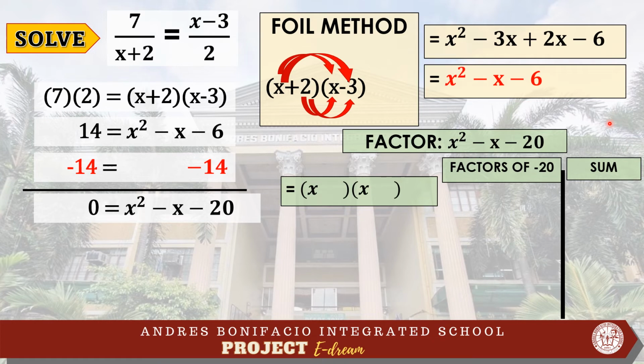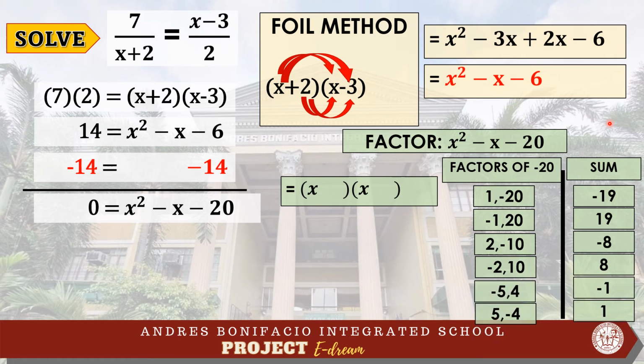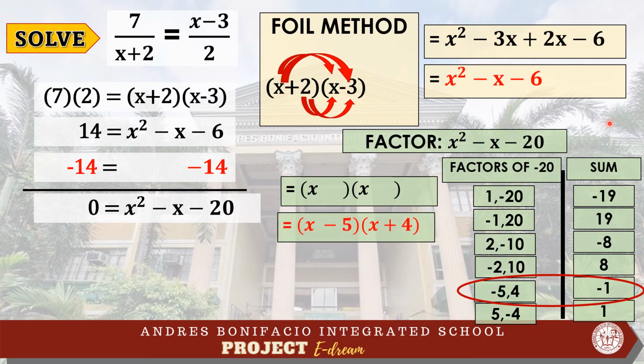So what are the factors of negative 20 first? We have 1 and negative 20, negative 1 and 20, 2 and negative 10, negative 2 and 10, negative 5 and 4, 5 and negative 4. Among the factors of negative 20, which have the sum of negative 1? That is negative 5 and 4. So we can say the factors of x squared minus x minus 20 is the quantity x minus 5 times the quantity x plus 4.